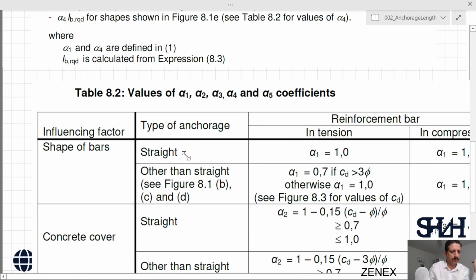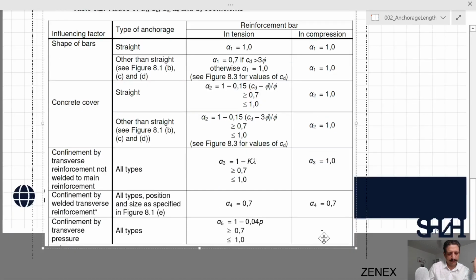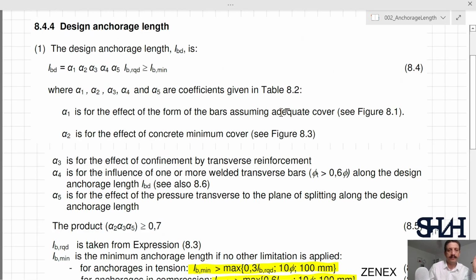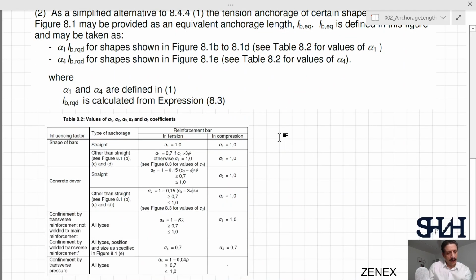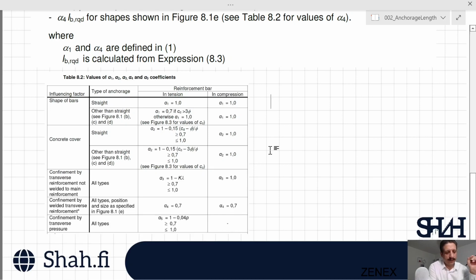Usually we can assume all of these factors are 1, and then we can just calculate the value according to LBD, which is equal to LB required. But from time to time you might face something difficult and you want to decrease the anchorage length. If you are designing in compression, typically alpha 1, 2, 3 are all 1 and alpha 5 is not applied. And if you have a welded transversal reinforcement, then you can use 0.7.